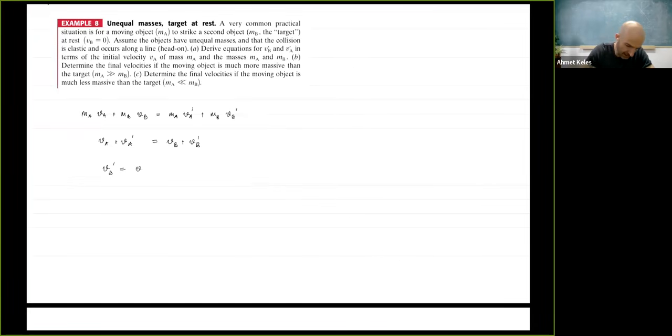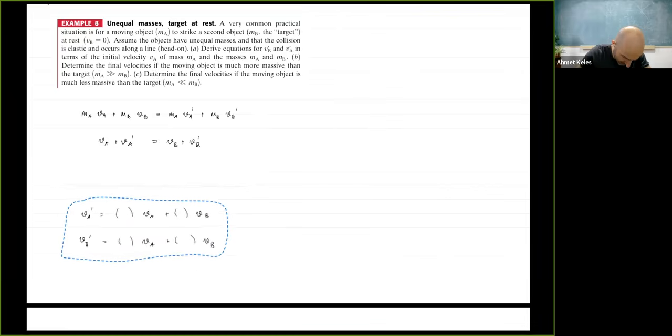So what I want to write is something general. Something like VA prime is equal to something times VA plus something else times VB, and VB prime is equal to something times VA plus something else times VB. I think that's a little bit more general, and I like it that way better. So this is what I want to get. Let me pull this down just a little bit.